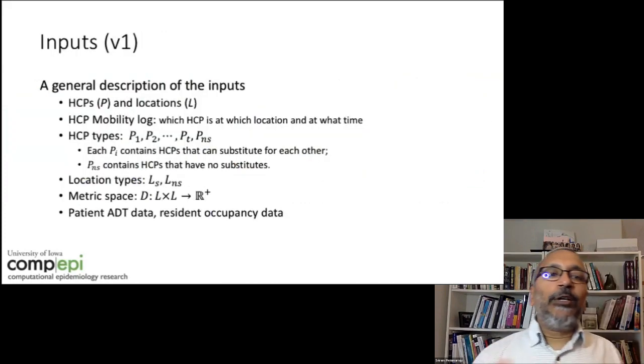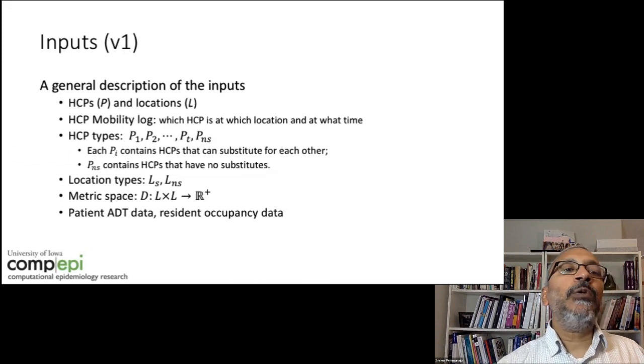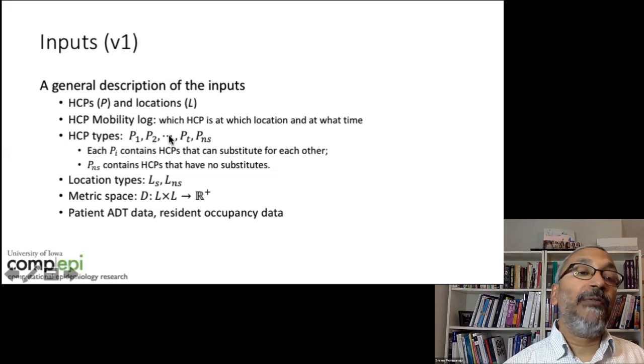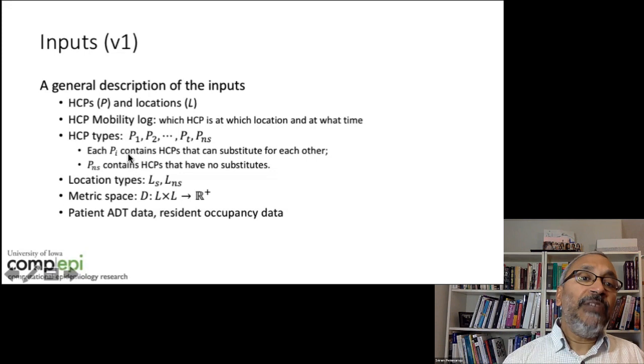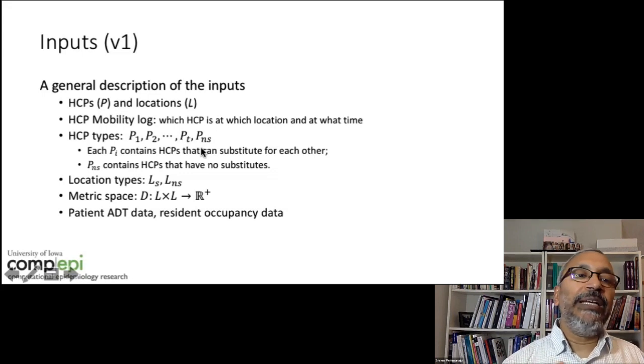Now let me actually talk about the problem a bit more precisely. So the input to our problem is we're given a bunch of healthcare professionals, a bunch of locations. We're given this healthcare professional mobility log. We're also given healthcare professional types. And so basically this kind of rewiring or substitution can only happen within these types. We also assume that a subset of these healthcare professionals have no substitute, so they can't be rewired.